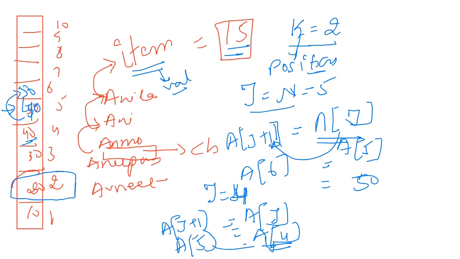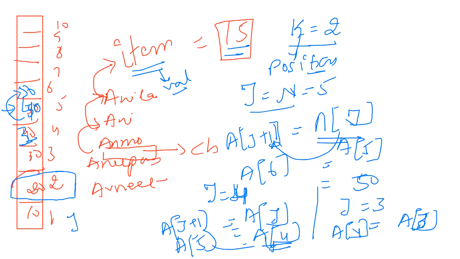Okay. Now j gets decremented by 1, j becomes 3 now. Now A of j goes to A of j plus 1, A of 3 goes to A of 4. Okay, what is A of 3? 30 goes over here. Now this can be overwritten because it has already been copied over here.